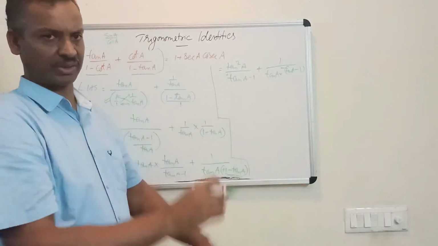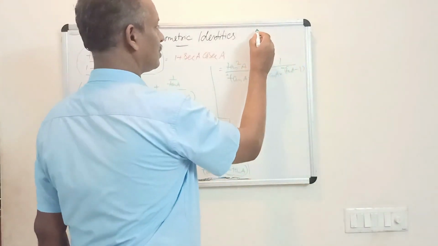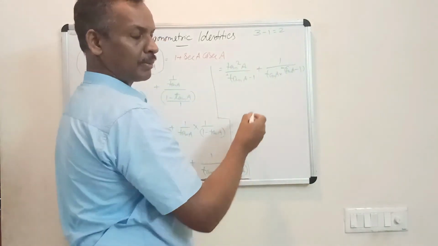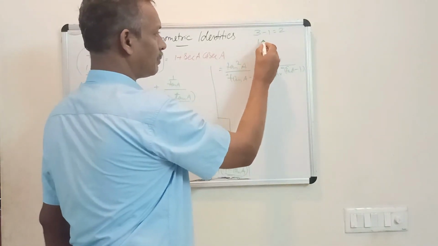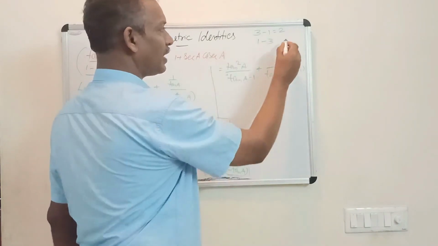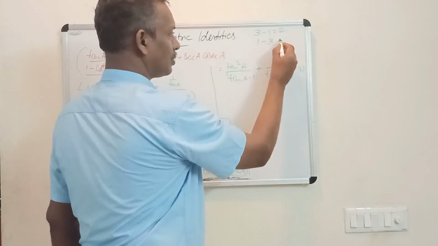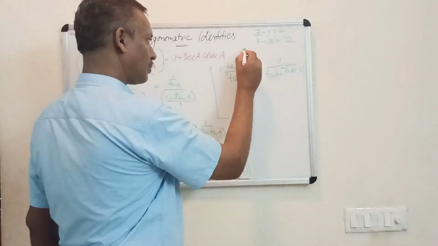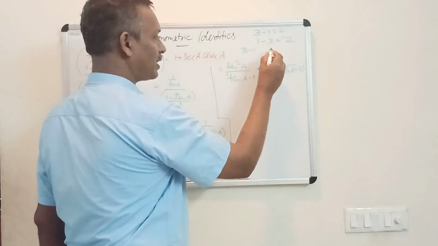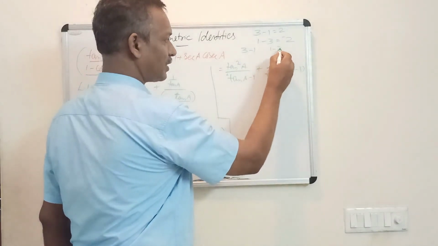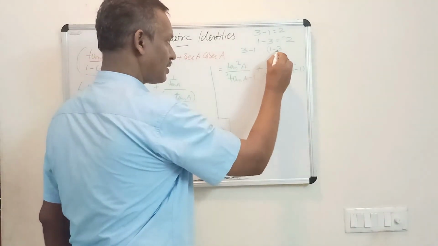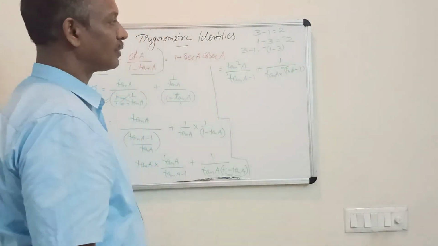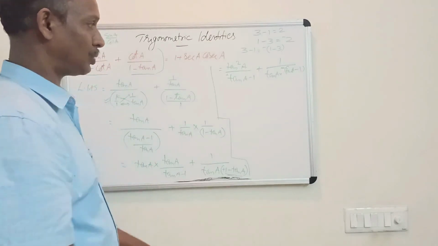So they reverse. For example, we also know 3 minus 1 is 2. But when we reverse it, 1 minus 3, we get the same answer 2 but with the opposite sign. So we can also write it like this: 3 minus 1 is the same as minus of 1 minus 3. But the difference is there is an extra minus sign here. The opposite is also possible.